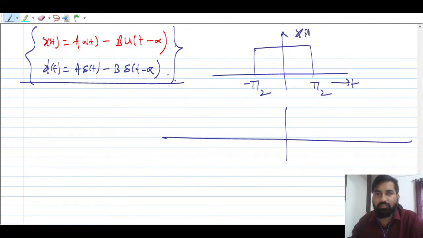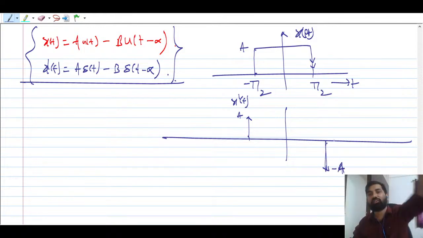This is x of t, you can say. Now x dash t, what is that? See, at this point there is a jump, a positive jump, so you can say this is going to be A only, right? Now at this point it is coming down, so there will be a negative, minus A.